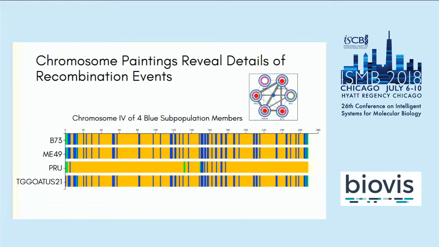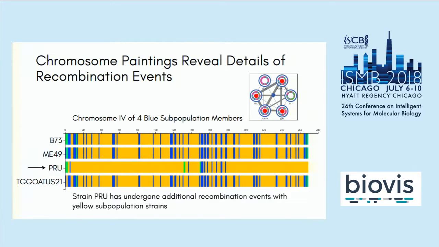Now from the network, it seemed like they were all similar to the yellow subpopulation throughout the entire chromosome. But upon closer examination, you can see that quite a few sites have in fact diverged from the yellow subpopulation, except in PRU, where these blue sites are actually missing. And this is most likely due to additional, more recent recombination events between PRU and the yellow subpopulation. And if you had phenotype data suggesting that PRU behaves differently than the other 3, then this would be an interesting place to look.